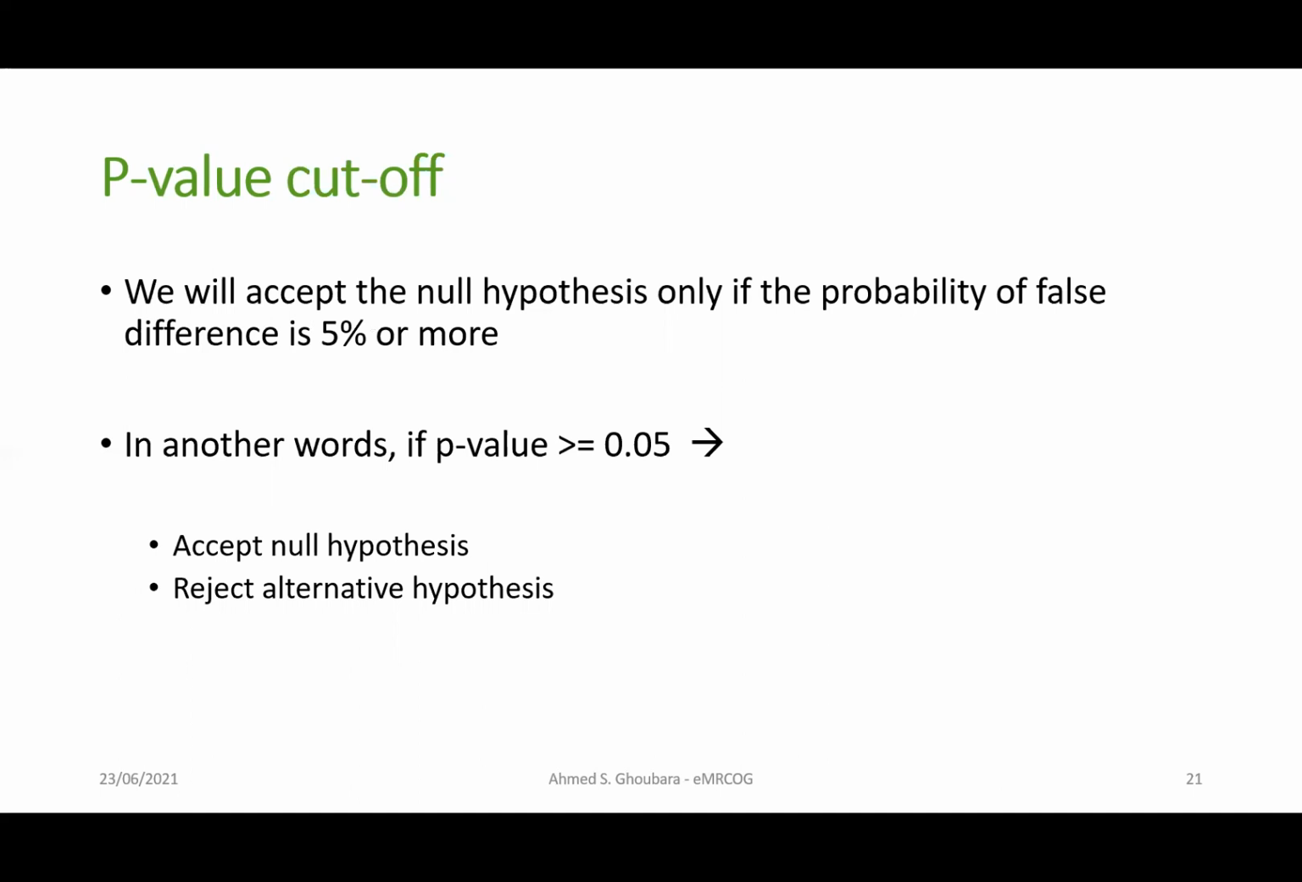Okay, if that probability is more than 5%, we will accept the null hypothesis. We'll assume that really both cars are the same, and what we saw today was merely due to luck, merely due to chance. At that point, we will accept the null hypothesis, and as a sequel, we will reject the alternative hypothesis.